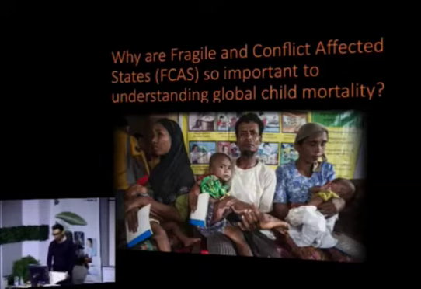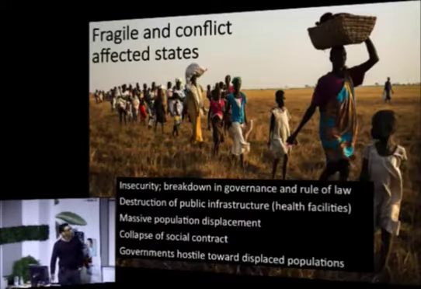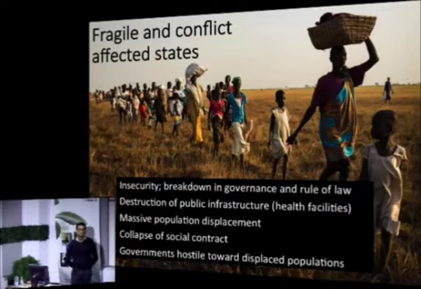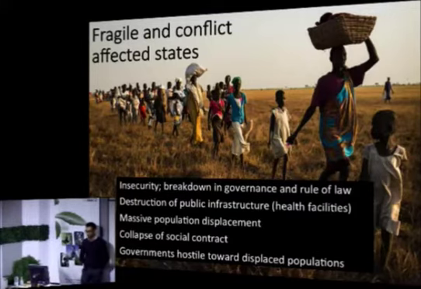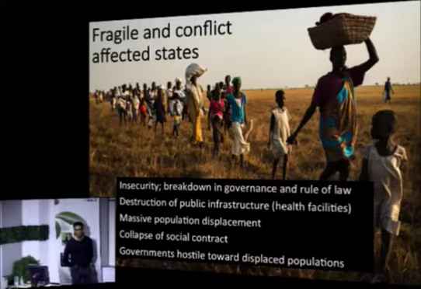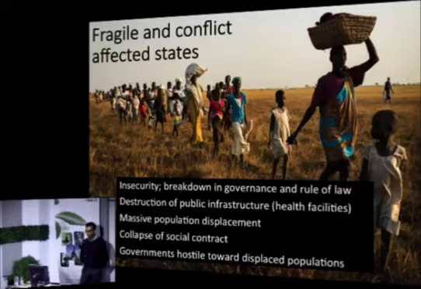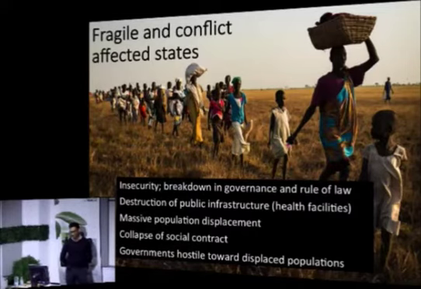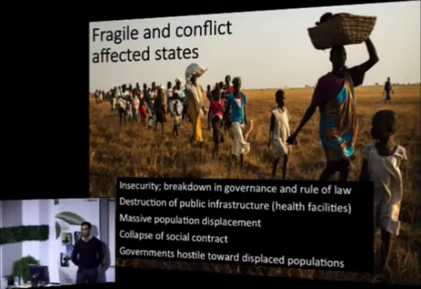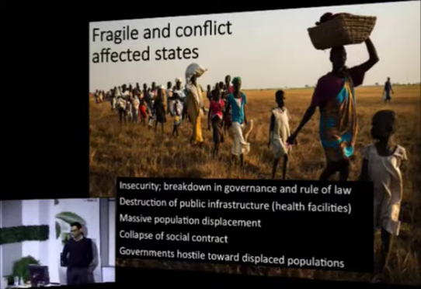So, why are fragile and conflict-affected states so important to understanding global child mortality? First, let us try to understand the definition of a fragile and conflict-affected state. Typically, it's typified by insecurity, the breakdown in governance and rule of law, destruction of public infrastructure, including health facilities, but also other public goods. Massive population displacement can be a major factor. The collapse of the social contract between citizens and their states, and increasingly governments hostile towards displaced populations. And it might be some combination of those. It might be an acute conflict or acute disaster, natural disaster, or it might be a long simmering crisis in a country that undermines their ability to provide care for their citizens.